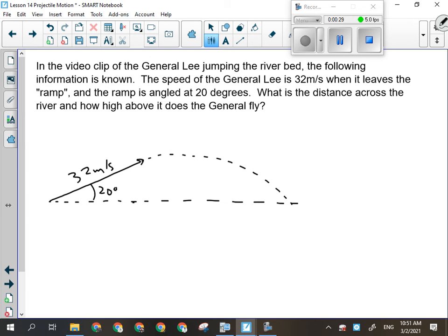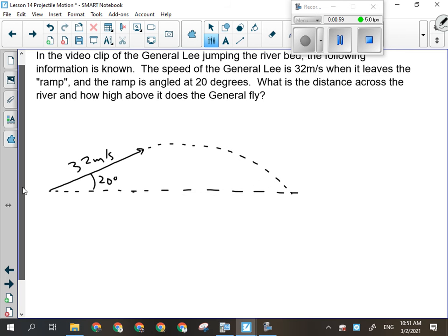It's going to encounter the other side of the river, same height as the launch point. So what's the total vertical displacement from one side to the other? 0, right? It ends up at the same height it started. We're looking for two things: the horizontal distance and the maximum height the generally will reach above the river. We haven't done a maximum height one yet, but we have done a distance across.